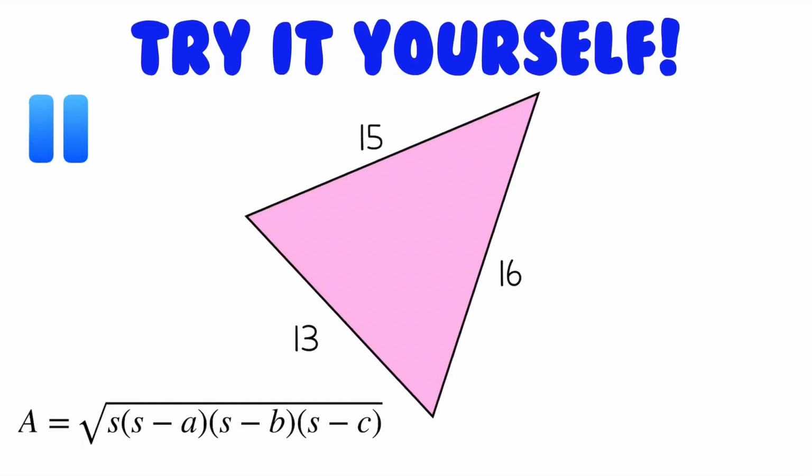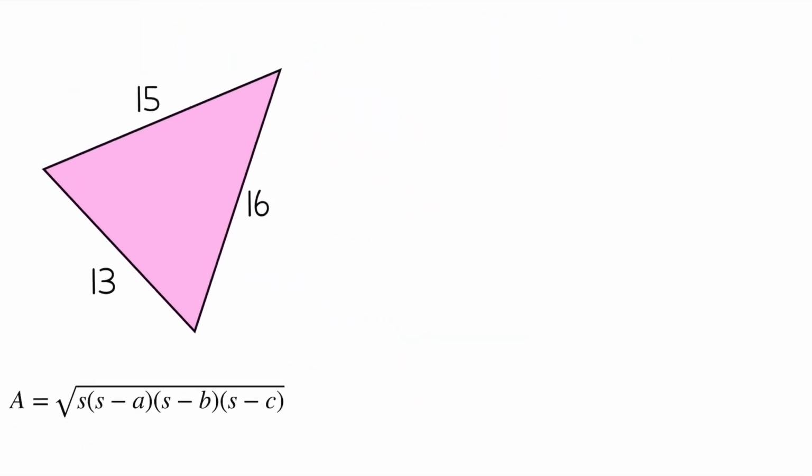Are you ready to see the answer? Just like before, we need to find the semi-perimeter first, and to do that we need to know the perimeter. The perimeter is 13 plus 15 plus 16, which is 44, which makes our semi-perimeter 22.